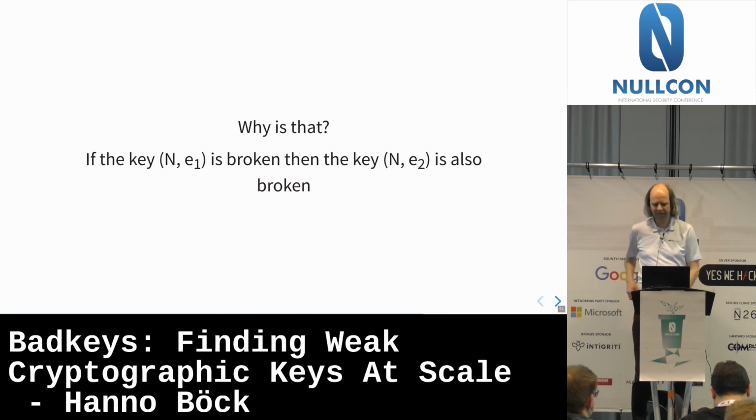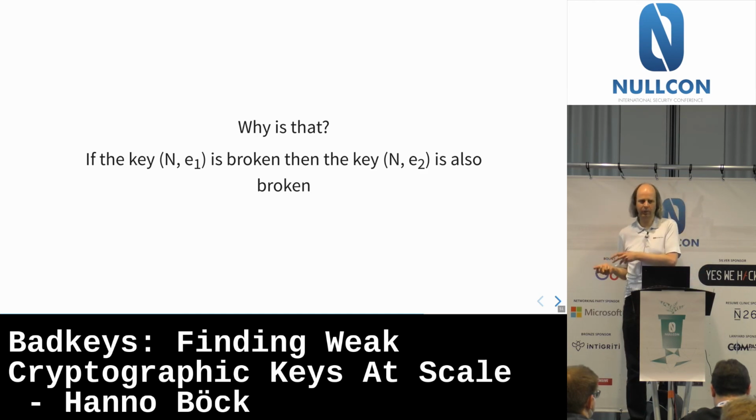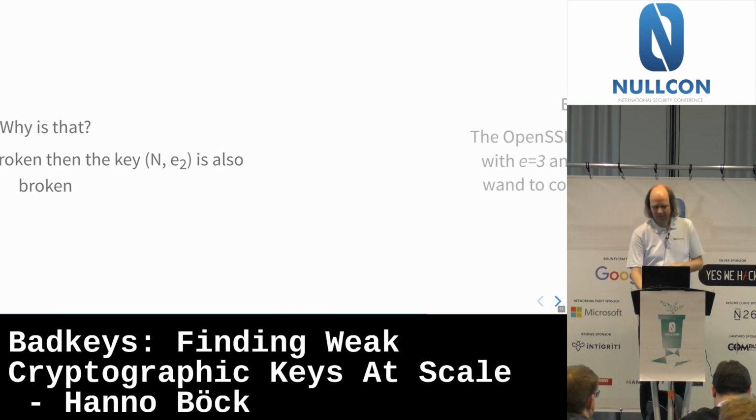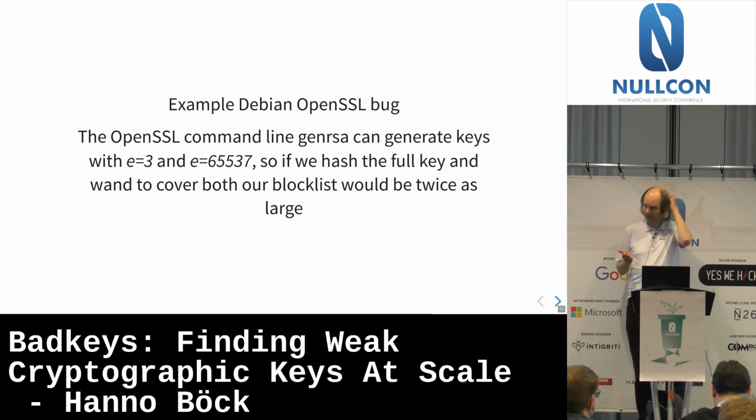The reason for that is if you have two keys, and one of them is broken for whatever reason, and another key has the same modulus and a different exponent value, which is like the other value in an RSA key, then it's also broken. By knowing the private key, you can factor n, and from factoring n, you can calculate the other private key. And this matters, for example, for this Debian OpenSSL bug.